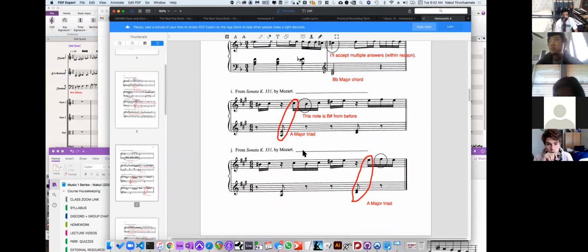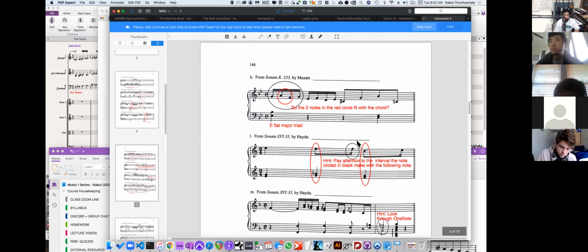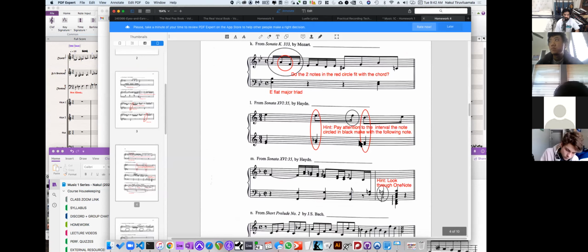So let's, and then you can figure out what this is, right? Same exercise, just different structure. Let's see. Wait, that's not right. I guess that is right. Interesting. Okay.